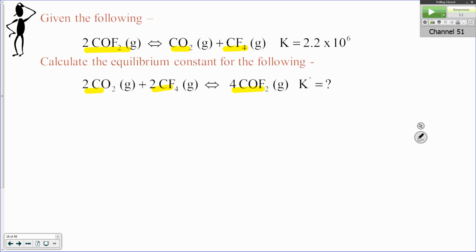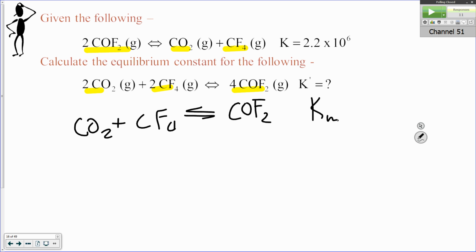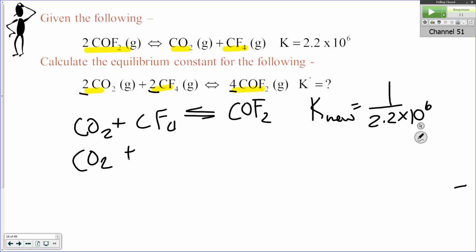So if I take this reaction, the top reaction, and invert it, I get CO2 plus CF4 yields 2 COF2. And now the K for that, K new, is going to be 1 over 2.2 times 10 to the 6. But that still doesn't quite get me to where I want to be. Because what I need is a 2, and a 2, and a 4. So the way I'd come up with that is I'd take another copy of that same reaction.